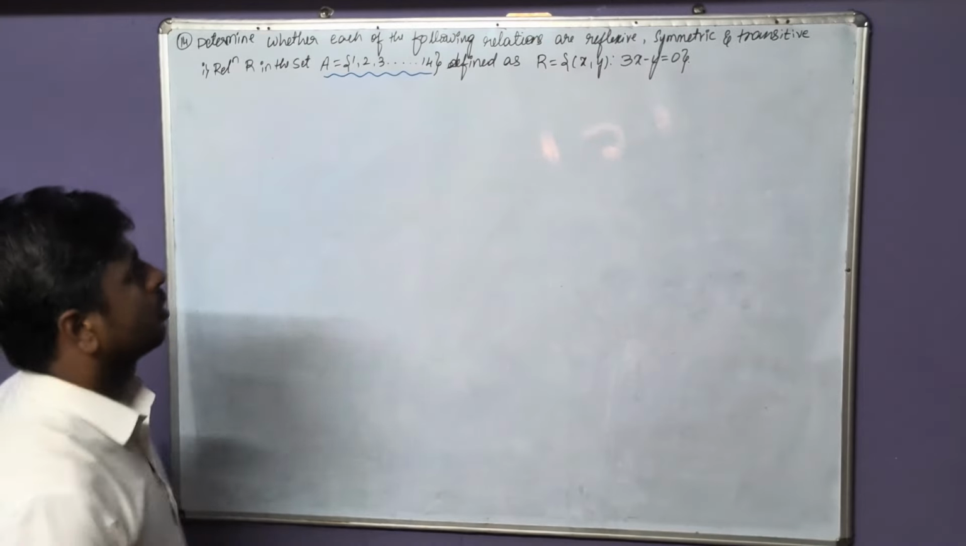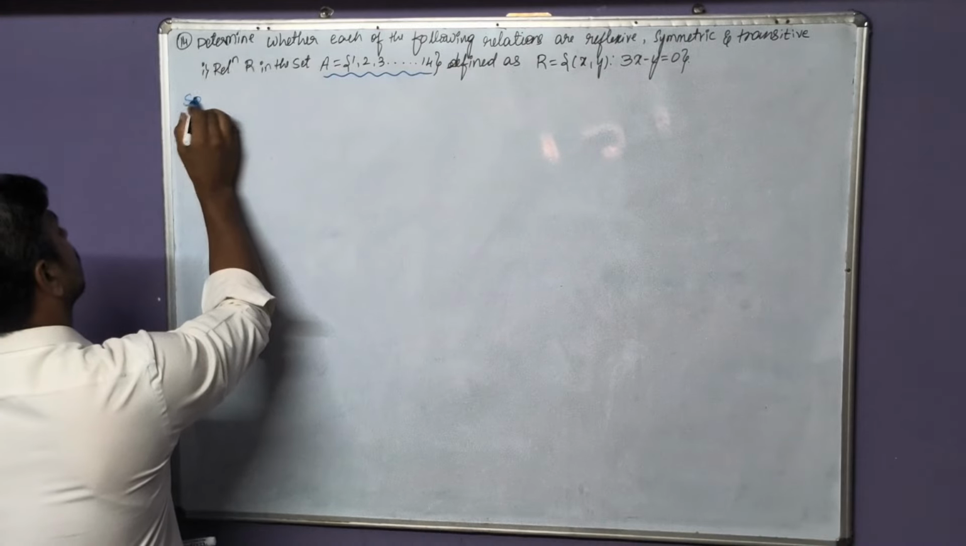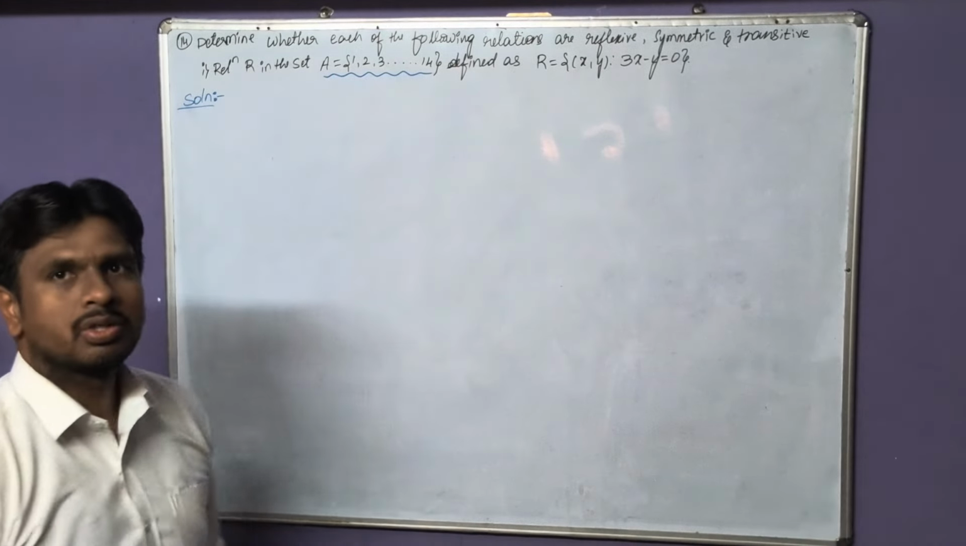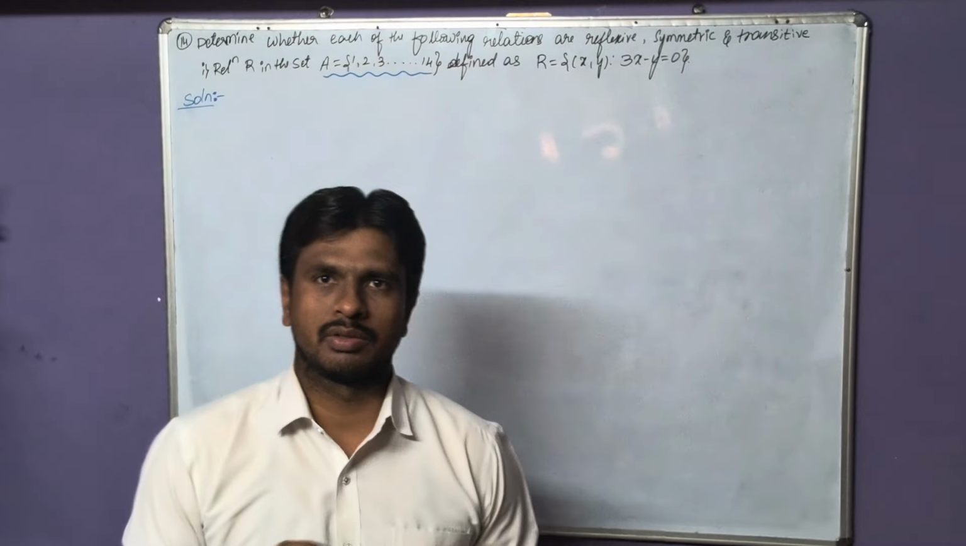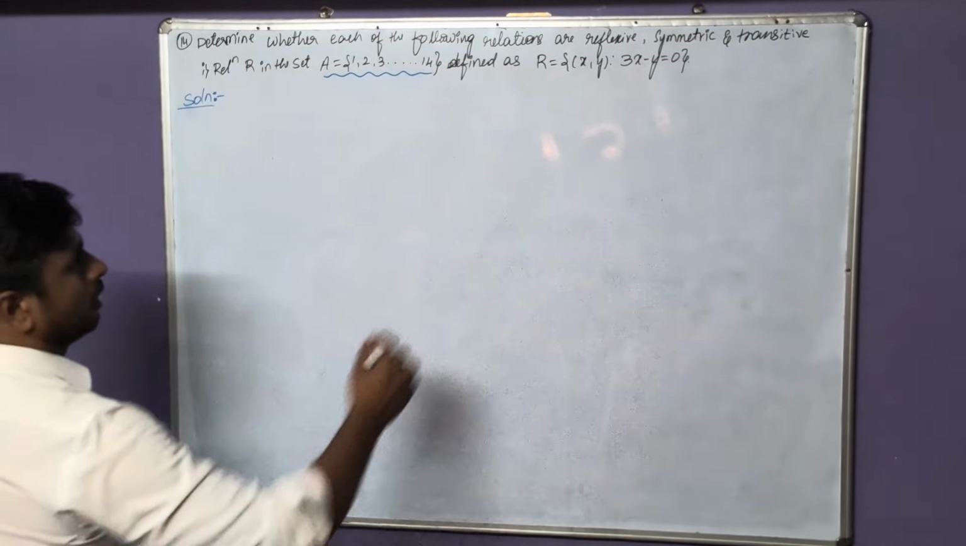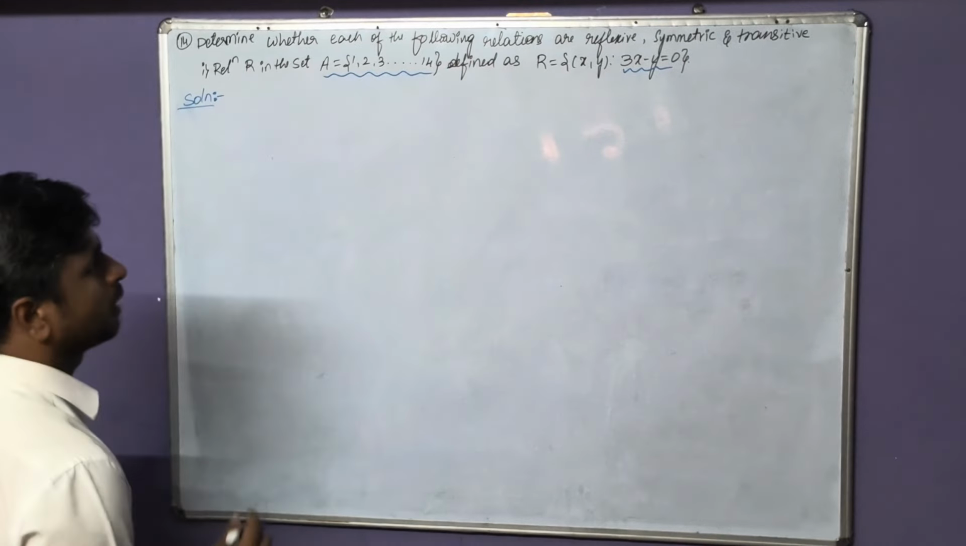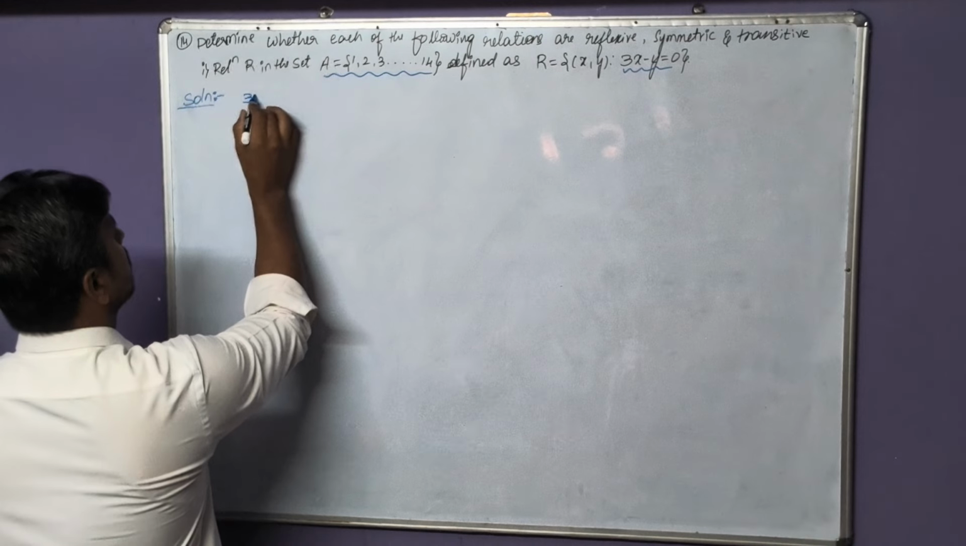Both x and y should belong to the given set. So here what you can do is we can frame the elements of the relation R. Then we can cross check whether the given relation is reflexive, symmetric, transitive or not. So here the given condition is 3x minus y is equal to 0.